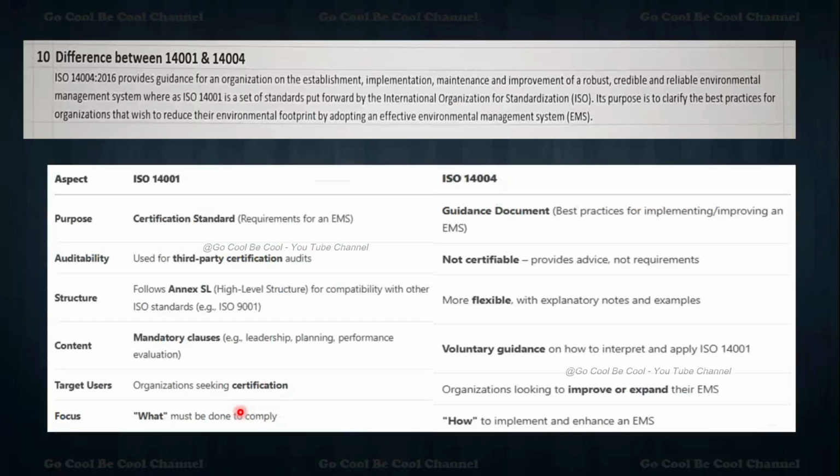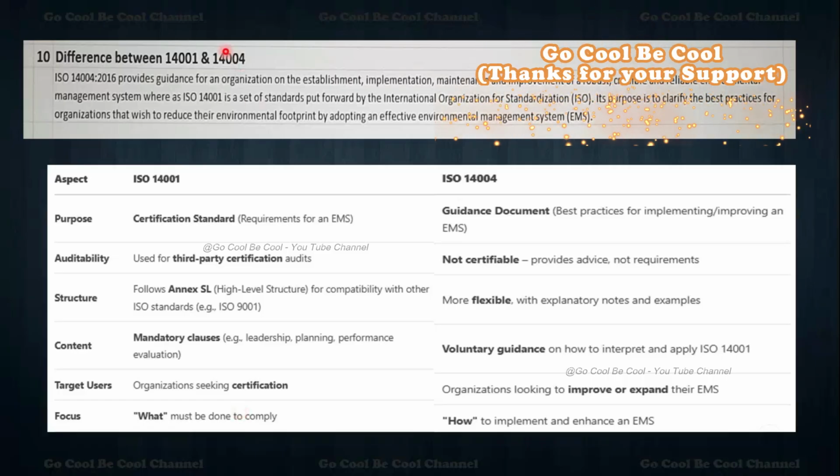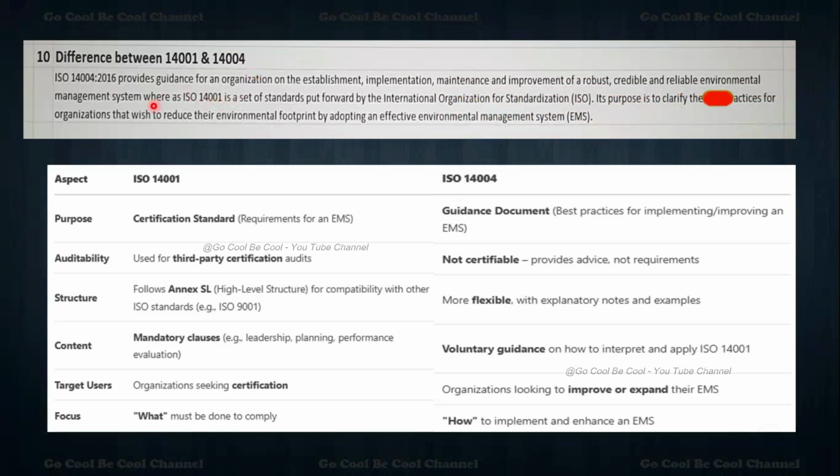Now moving forward to the 10th question: the difference between ISO 14001 and 14004. Yes, of course, we have the latest versions. Here is the difference between 14001 and 14004. See, here I have given some points; 14004, first of all, 2016.